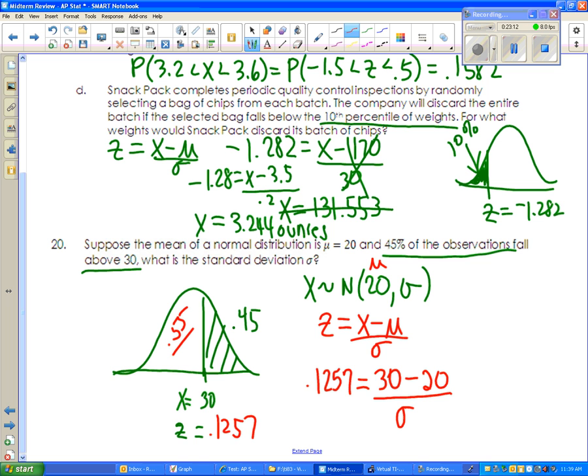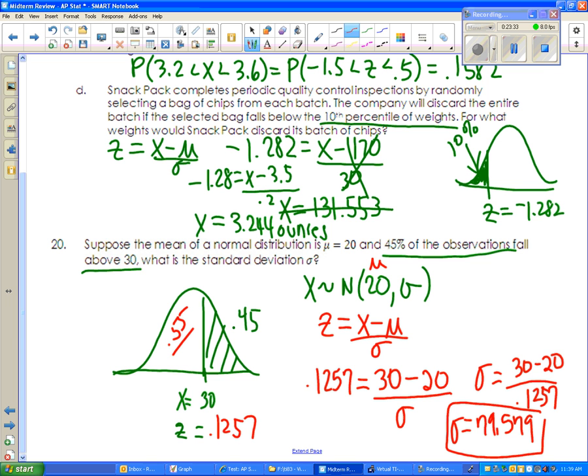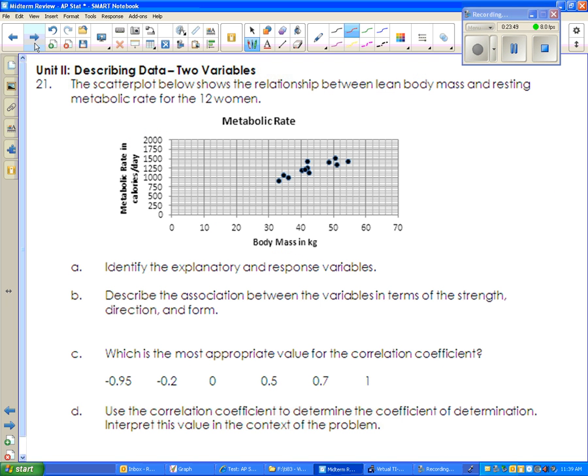So the way we're going to solve is just by multiplying by the standard deviation and dividing by 0.1257. So the standard deviation is going to be 30 minus 20 over 0.1257. And that should give you a standard deviation of 79.579, which is completely unreasonable for this problem. If we have a mean of 20, to have a standard deviation of almost 80, it doesn't sound right. But I think that's just a mistake with how this problem was set up. Math is correct.